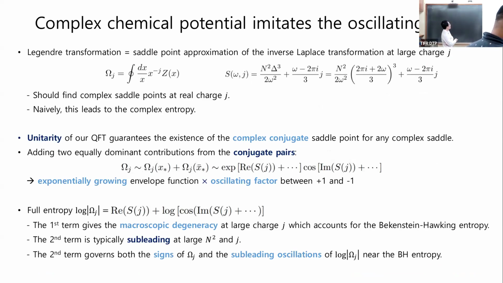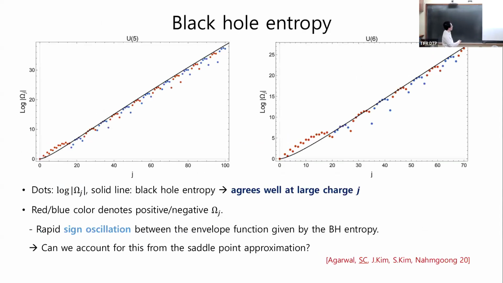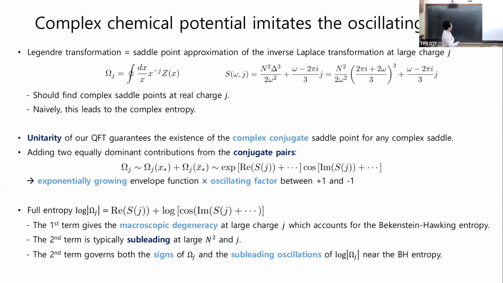So, as I said, for the index, which represents oscillating signs, unlike the normal partition function, even at real charge you should find a complex conjugate pair of saddle points for the chemical potential, and adding them, you'll have an exponentially growing envelope function times an oscillating factor between +1 and -1. So this is the reason why we have this kind of bump behavior: boson dominate, fermion dominate, boson dominate, fermion dominate. And this first factor is the leading term, and it gives the macroscopic degeneracy at large J. And this will account for the vacuum channel entropy of the black holes.